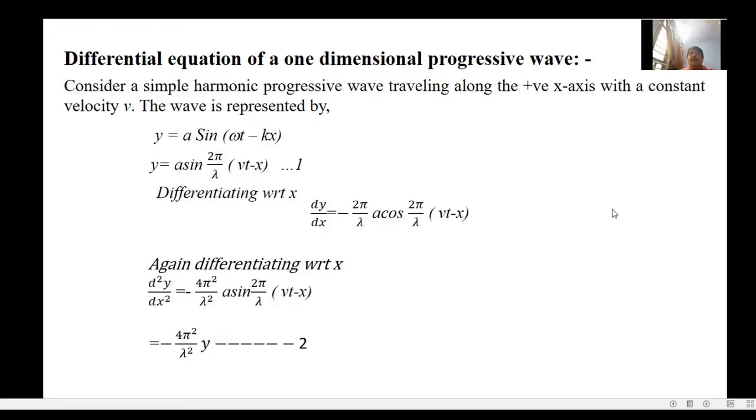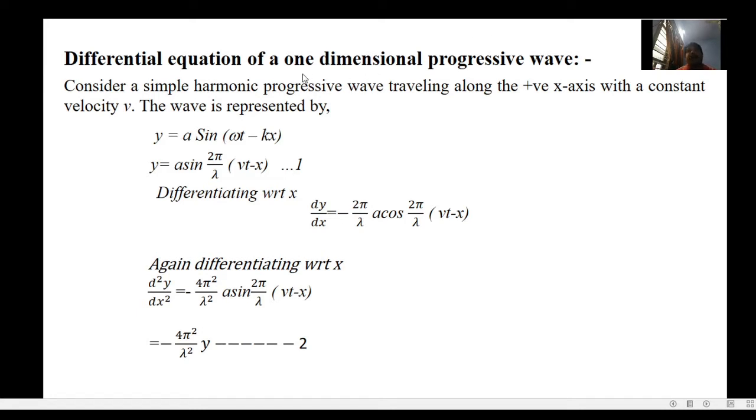Hello students, good morning. Today I am going to explain the topic differential equation of a one-dimensional progressive wave. In the previous class we discussed progressive wave, the expression for progressive wave and different forms of progressive wave.